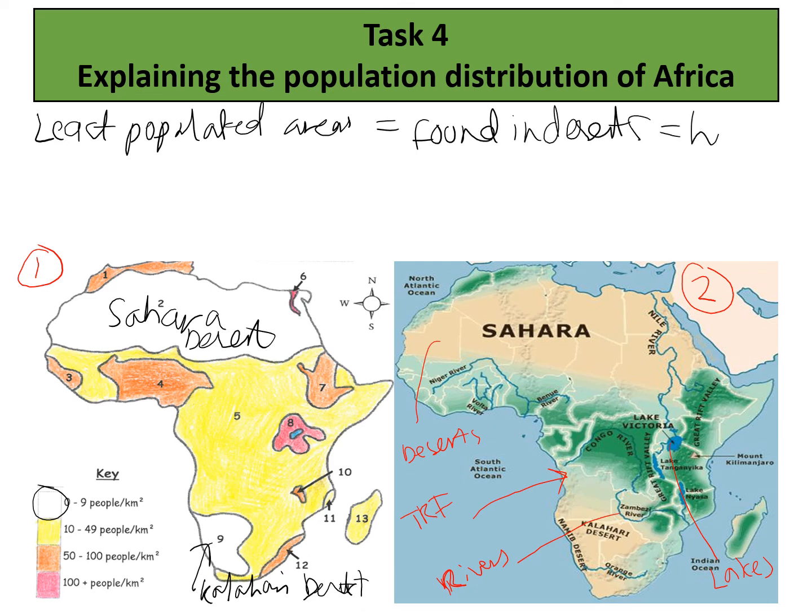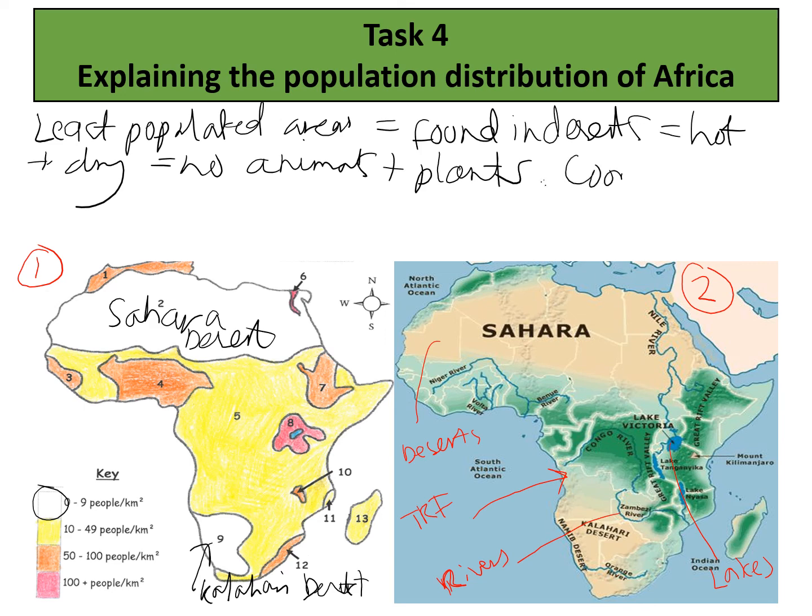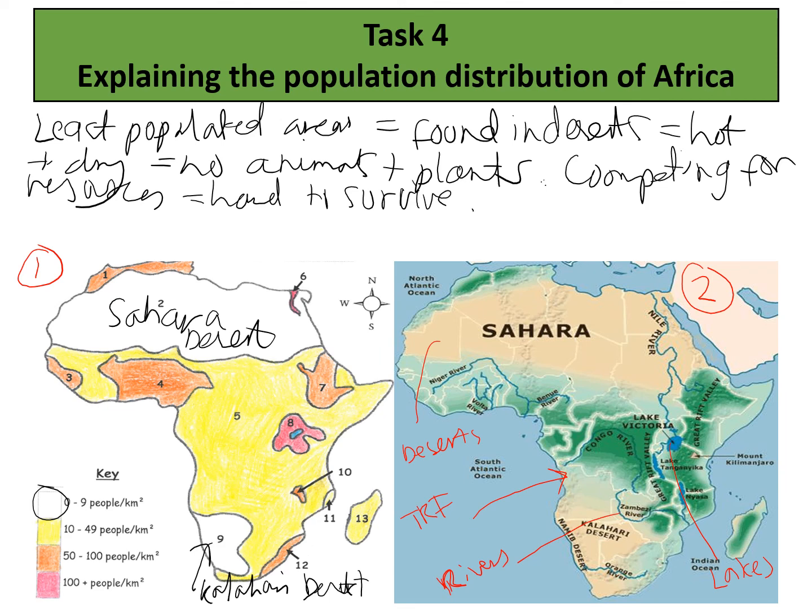And that's because they're hot and dry, which means there's no animals or few animals. So there's few animals and plants. So you'd be competing all the time for food, competing for resources, making it hard to survive. So that's maybe why people don't live there.